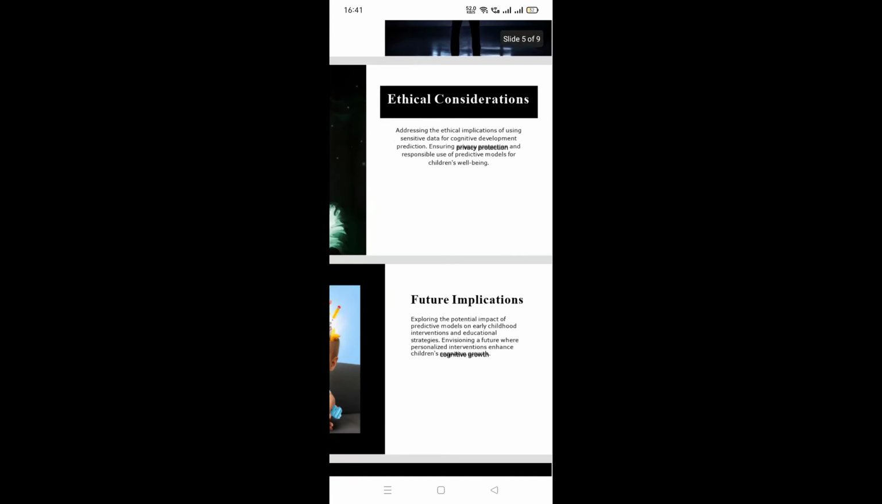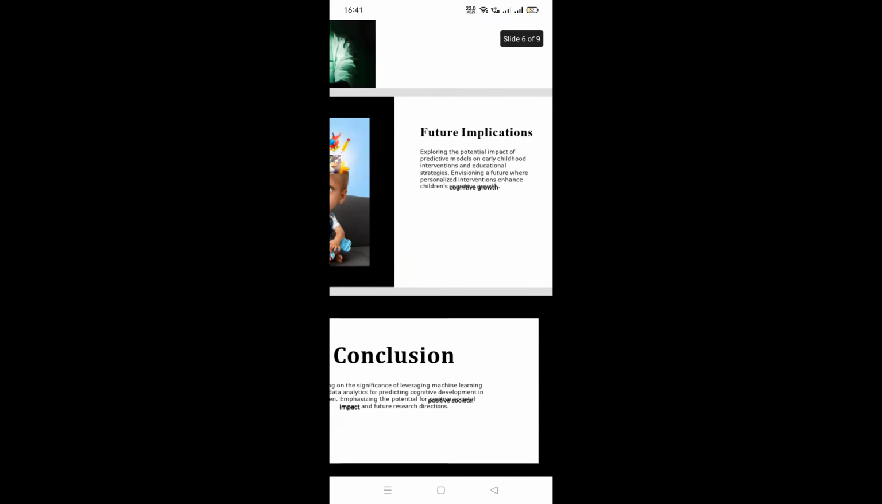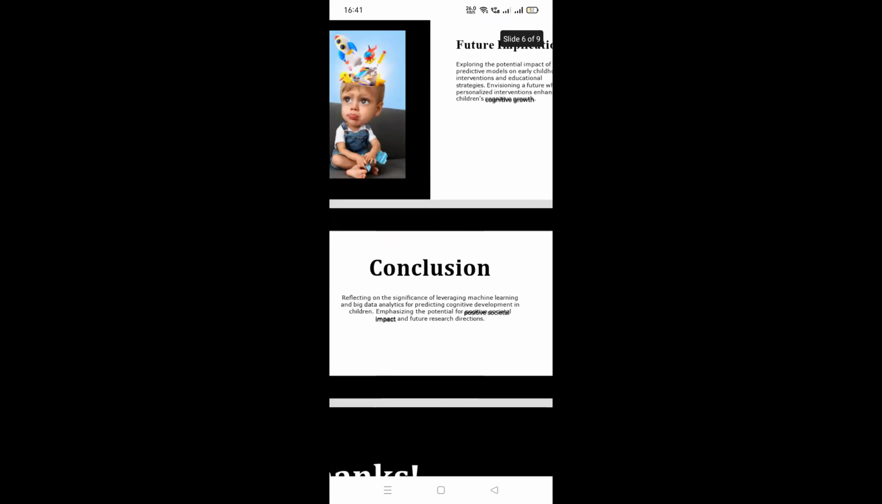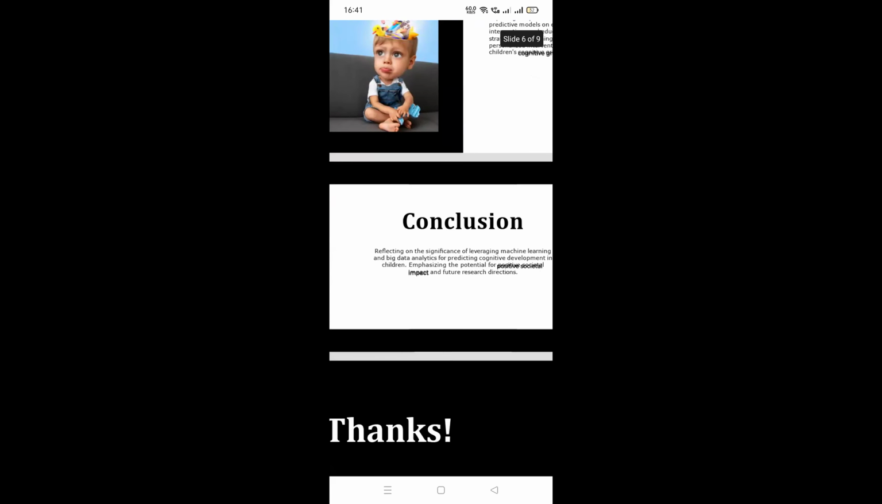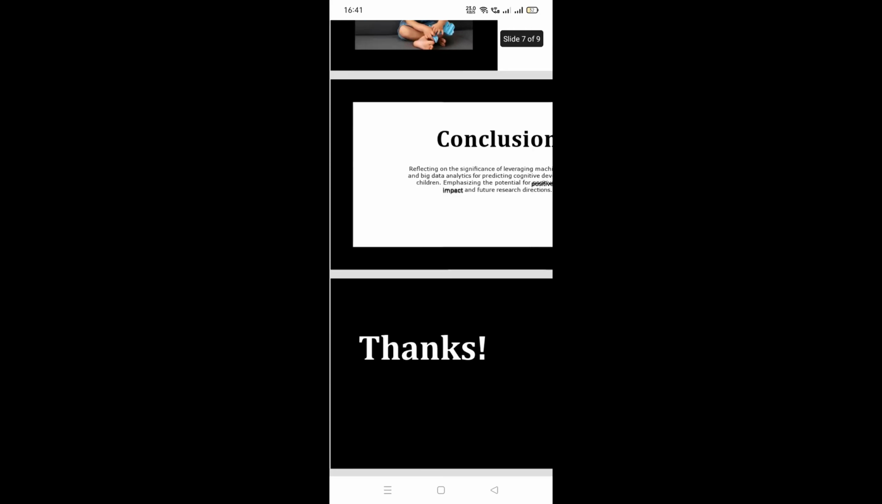Future implications are exploring the potential impact of predictive models on early childhood interventions and educational strategies, envisaging a future where personalized interventions enhance children's cognitive growth. The conclusion for this slide is reflecting on the significance of leveraging machine learning and big data analytics for predicting cognitive development in children, emphasizing the potential for positive social impact and future research directions. Thanks, sir.